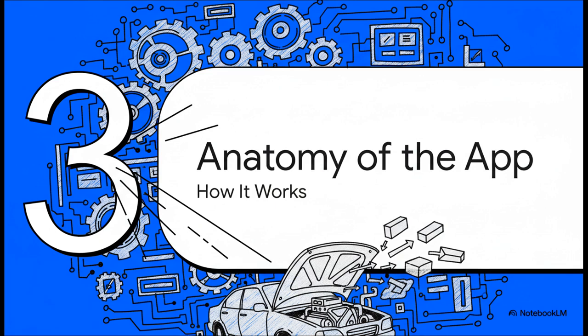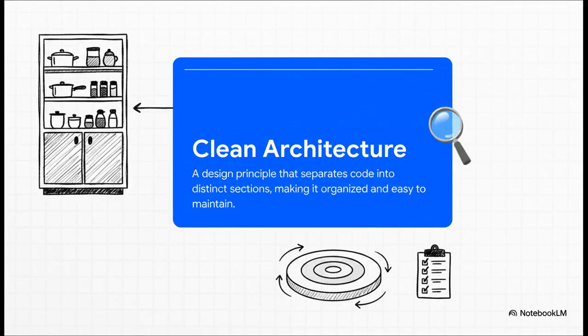Let's pop the hood and take a look at the engine that's making this whole thing run. The secret sauce here is this design principle called clean architecture. Now, the easiest way to think about it is like a really well-organized kitchen. You wouldn't store your pots and pans in the same drawer as your spices, right? It's the same idea. This separation makes your code clean, sure, but way more importantly, it makes it future-proof. So if you decide to change one part later, like say how you store the data, you don't have to go back and rewire the entire application.